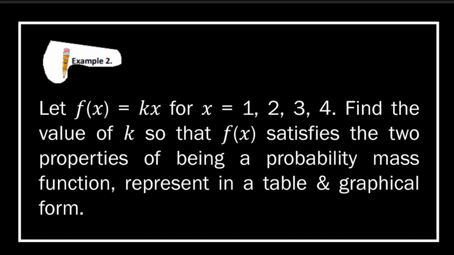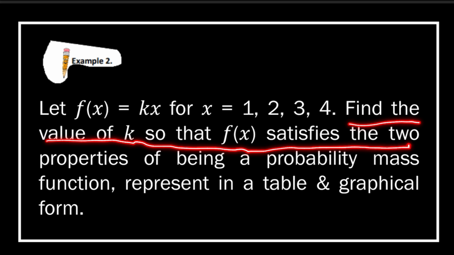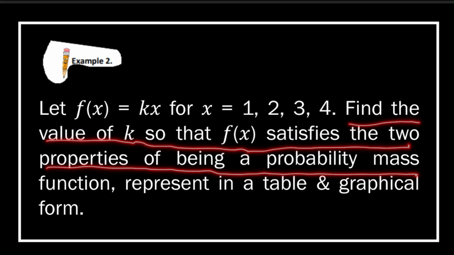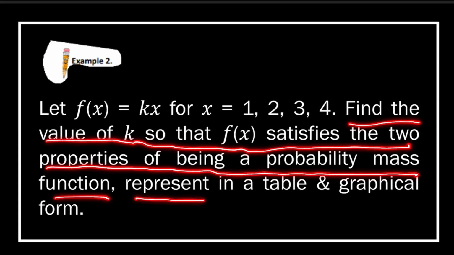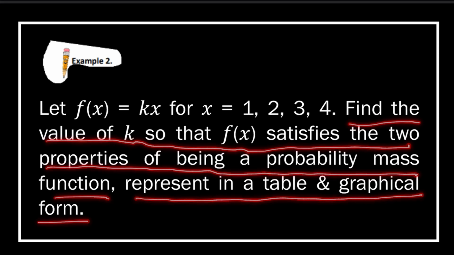Now, let's have example number 2. Let f(x) equal to kx, for x is equal to 1, 2, 3, 4. Find the value of k so that f(x) satisfies the two properties of being a probability mass function, and represent it in a table and graphical form.